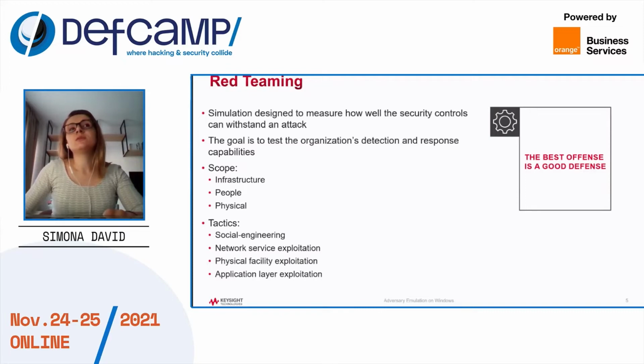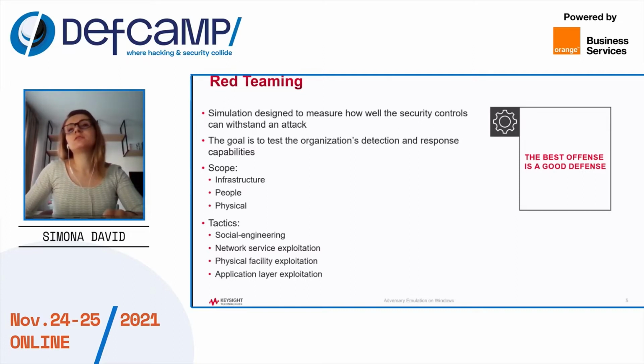The next term is red teaming. Red teaming is an exercise designed to measure how well the security controls can withstand an attack. The goal is to test the organization's detection and response capabilities. The scope is larger than the one of the pen test, and the time frame is bigger as well. The scope is basically everything from infrastructure to people to physical locations. With a larger scope, the tactics are more.